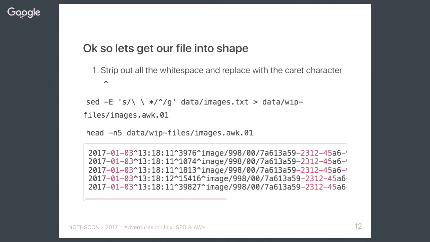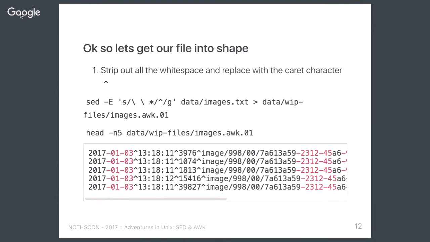Okay, so let's get our file into some sort of shape. Basically what we want to do is strip out all the white space. The command we're going to use is extended regular expressions for sed, and we're going to search for multiple spaces, which is between the two backslashes. I can never remember what the regular expression is. Basically, any number of spaces, and then the caret is what we're going to replace it with. So we want to strip out all the white space.